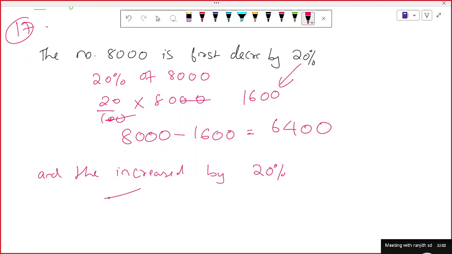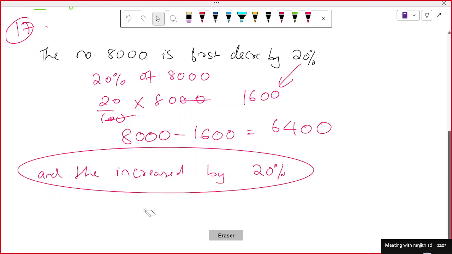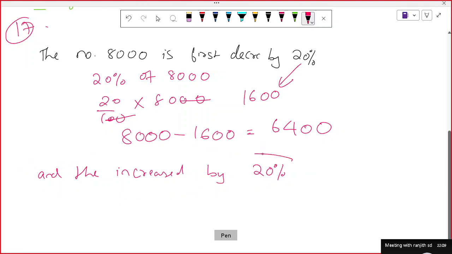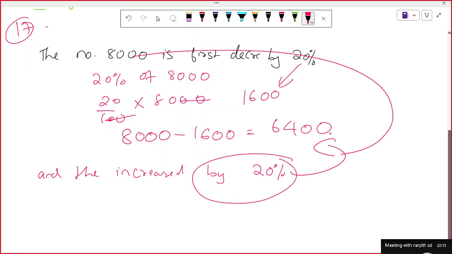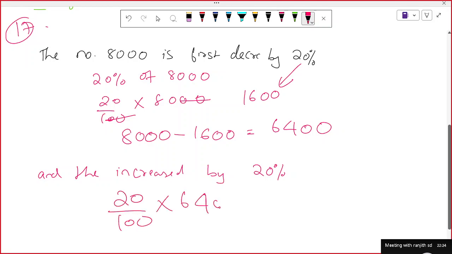Then what is the second part of the question? And increase by 20%, sir. So which one is increased, students? Is 6,400 increased or 8,000 increased? Always the new value will get increased. 6,400 is increased. So how do you find the increased value? 20 by 100 into 6,400. First find this. I'll tell you all the steps on how to write. First understand the concept.